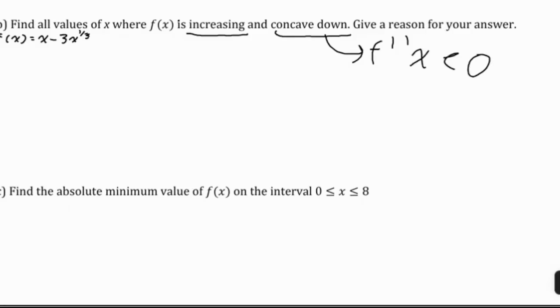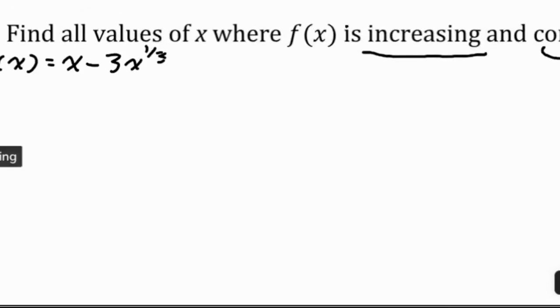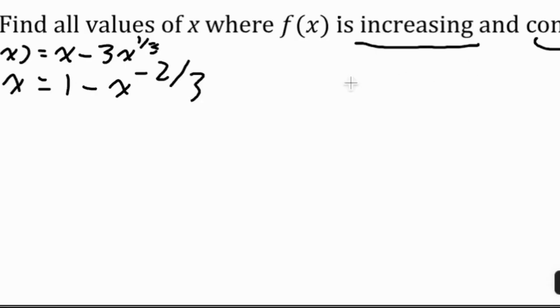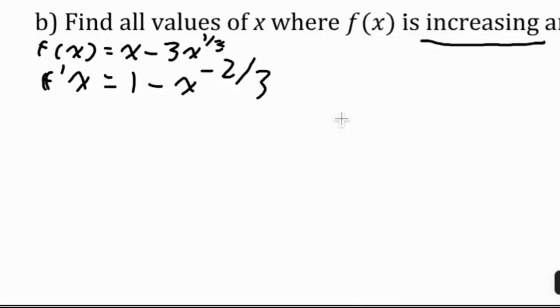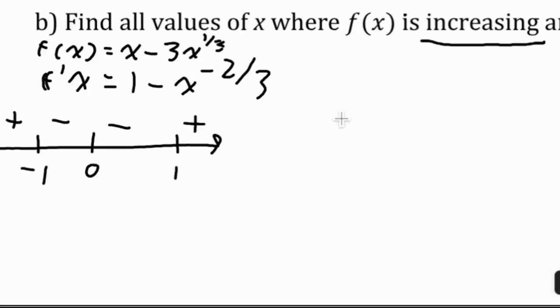So I think the easiest thing to do is to go ahead and write down f prime of x. And we actually already did this in the first problem, so we can just go ahead and copy it down. And the cool thing is, to find out where f of x is increasing and decreasing, we can actually just copy down our sign chart from the previous problem. So let's go ahead and do that. Critical points at 0, 1, -1. It went positive, negative, negative, positive.